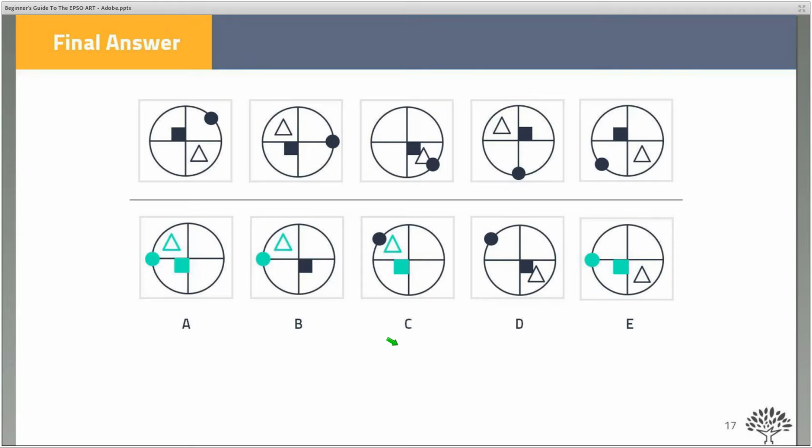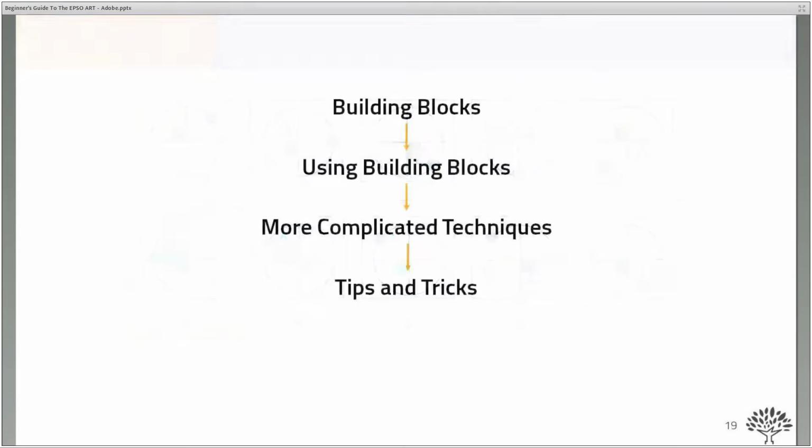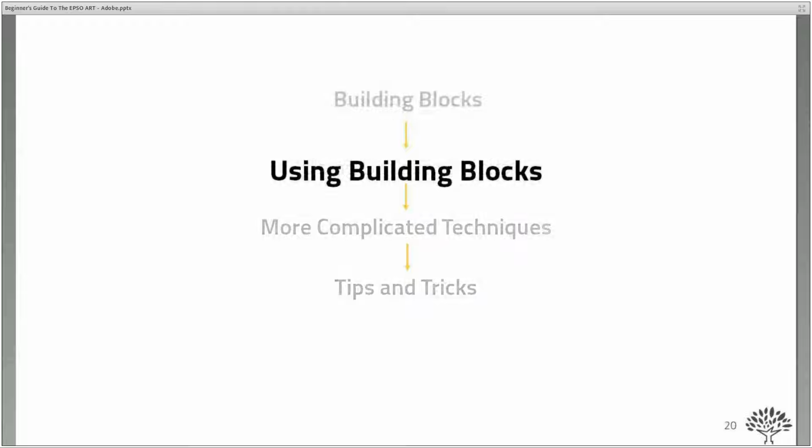This is the focus: look at each building block, at each rule, one at a time, and use it to eliminate answer options. And that is the most straightforward way of solving these questions. And there's our answer there. So I want to talk a little bit more about building blocks. Now you understand, hopefully, what I'm talking about when I talk about building blocks.